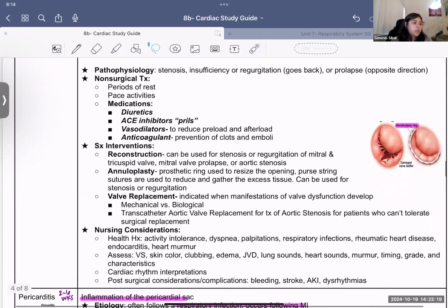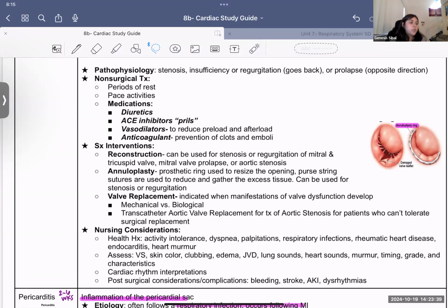So I'm not going to really talk about this. Again, I feel like she didn't talk about this on the exam, but periods of rest, pace activities throughout the day, diuretics, you can give them ACE inhibitors for their pearls, vasodilators, anticoagulants for clots or emboli, because if that blood's staying in there, it's going to be stagnant, and with stagnant blood, we can have clots.